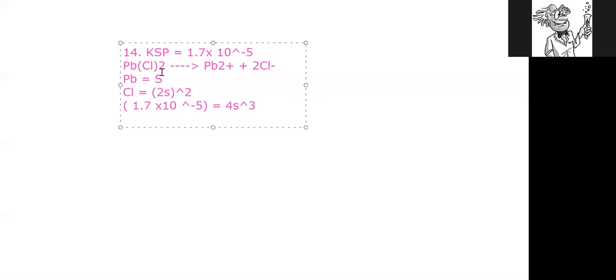Now we need to make S the subject of the formula. How are we going to do that? We need to divide by 4. Yep, I'm going to type that in.